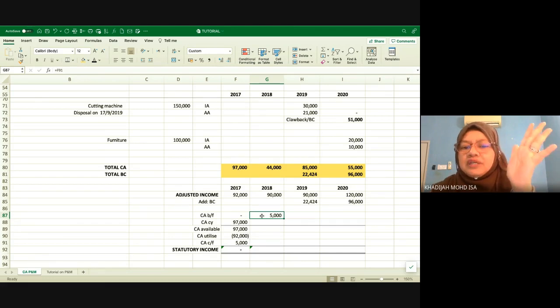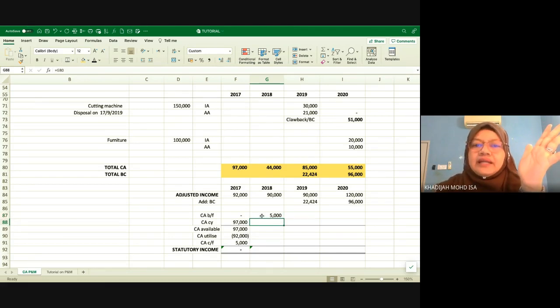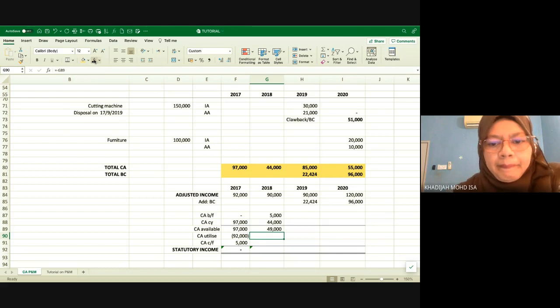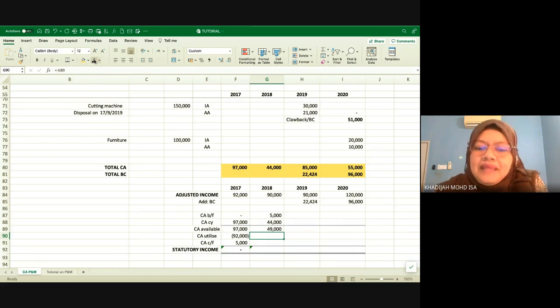You have a brought forward figure of 5,000. How much is the current year? Current year is 44,000. How much is available? 49,000. Are you following? Okay. So now you have to decide. I have a CA of 49,000, but my income is 90,000. So how much CA should I utilize? Do you want to use everything or not?